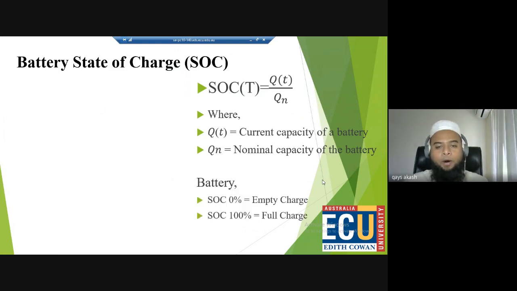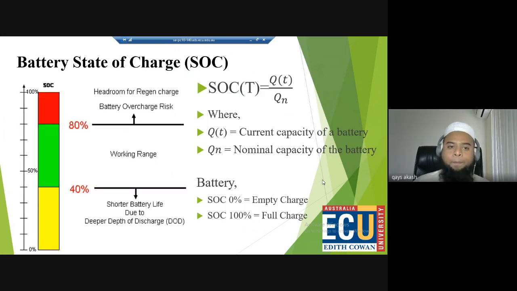Usually, in case of an iPhone, any type of battery, Android, mobile, any sectors, state of charge 0% means empty charge battery, and 100% state of charge means full charge battery. But practically, if we see above 80% state of charge of a battery, it becomes an overcharge situation, and below the 40% state of charge, it becomes a deeper depth of discharge.